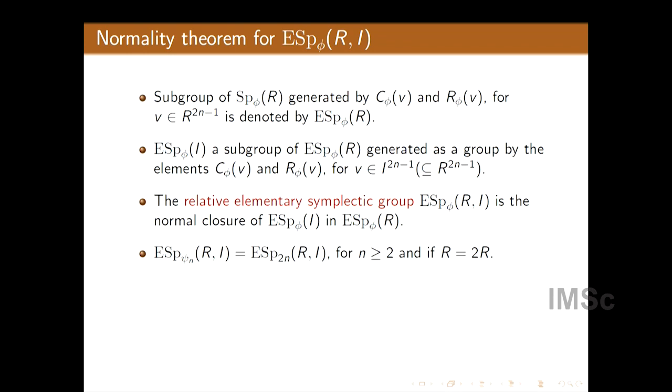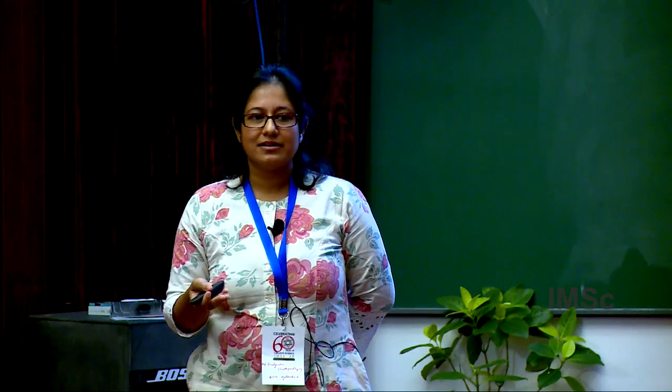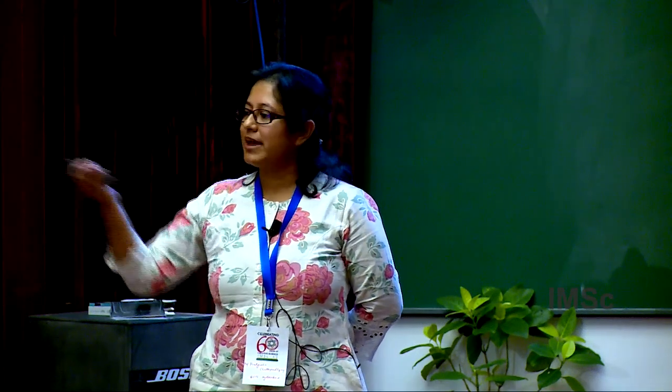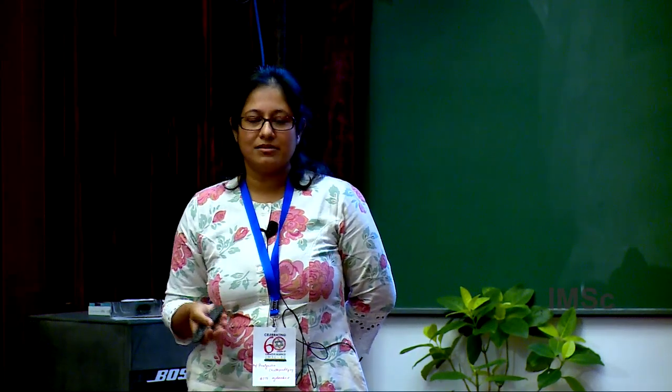Another interesting thing to note is that if we begin with this definition of ESP phi R and then replace phi by the standard skew symmetric matrix, we get back the ESP 2n R, the elementary symplectic group which we talked about earlier. Due to this reason, one can think of this ESP phi R as an extension of the previous definition of the elementary symplectic group.